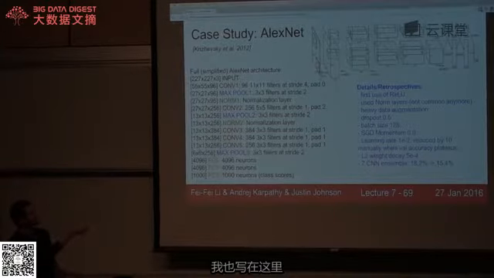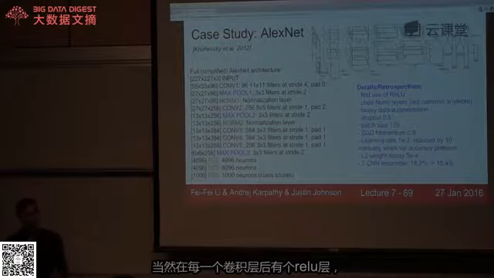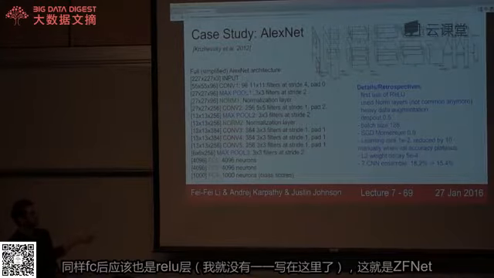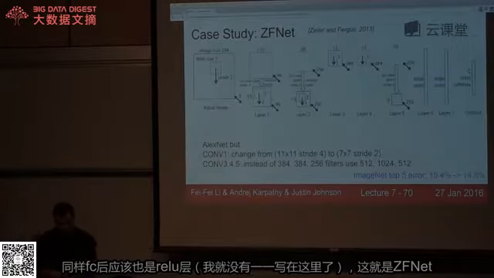And what I'm also not writing here is that there are, of course, ReLU layers after every single conv. So there are ReLU layers I'm not writing after every single conv and after every single FC. Okay, so that was ZFNet.